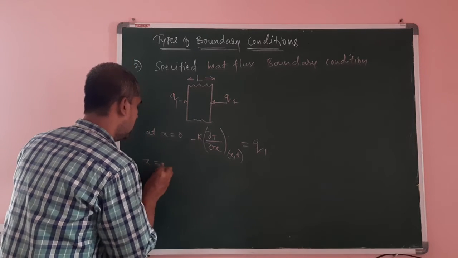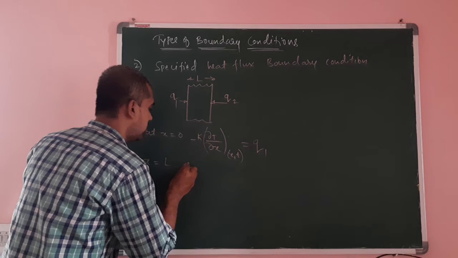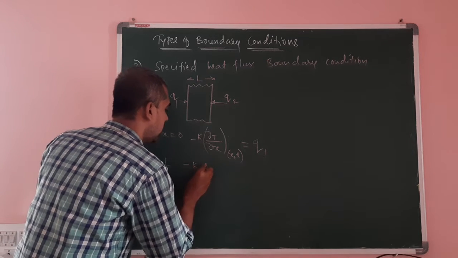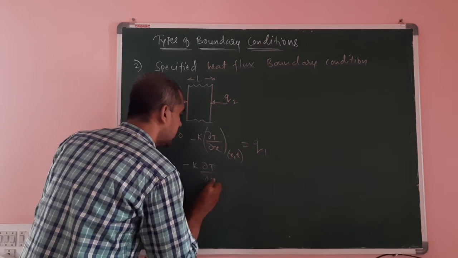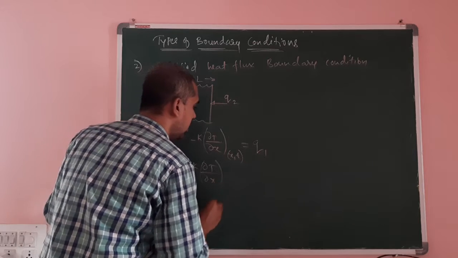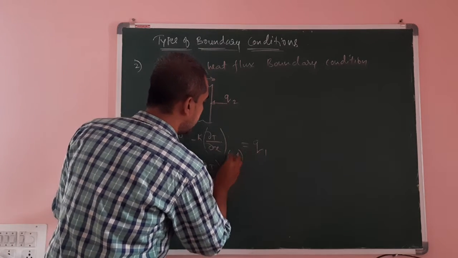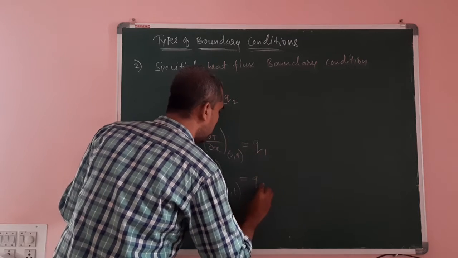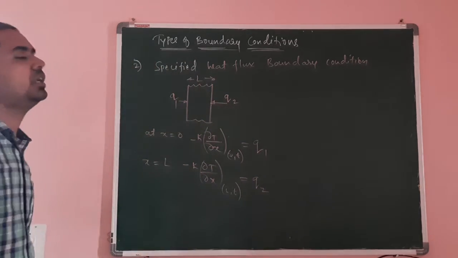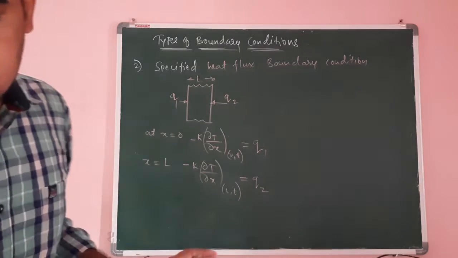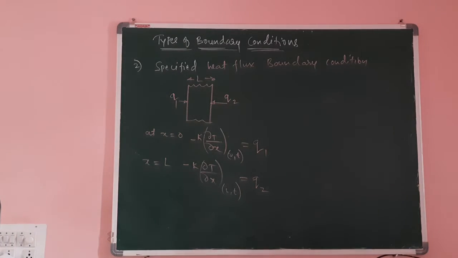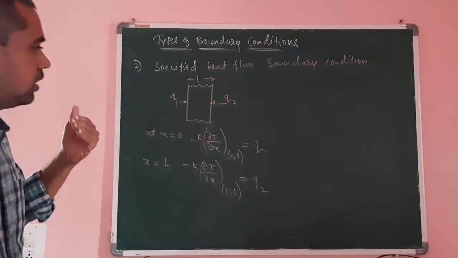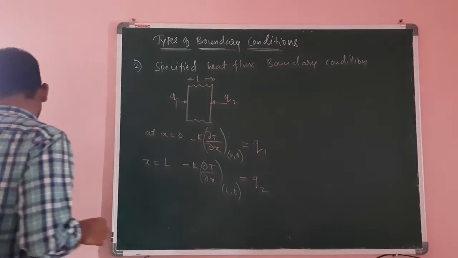At x equal to L, minus K dou T by dou x at L comma t is equal to Q2. This type of boundary condition is called the second type of boundary condition. Therefore, it is also called the specified heat flux boundary condition.